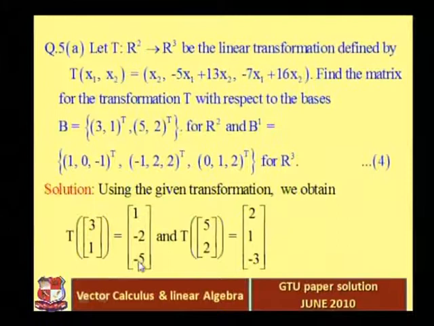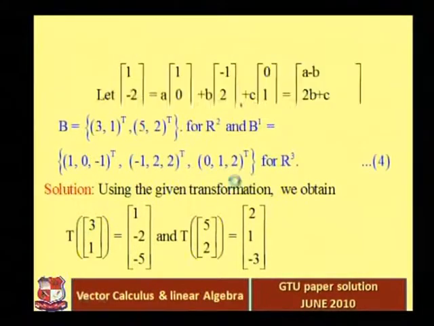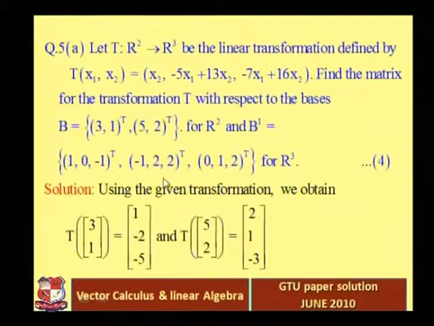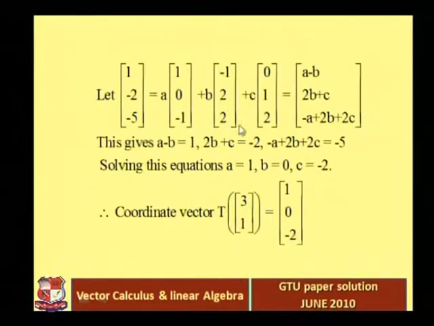Now (1, -2, -5) is a vector of R3 and these 3 vectors are a basis for R3. So now using the definition of basis, we can express this vector as a linear combination of these 3 vectors, right? So let (1, -2, -5) be equal to a into (1, 0, -1), plus b into (-1, 2, 2), plus c into (0, 1, 2). So this first image vector can be expressed as a linear combination of these 3 vectors, that is equal to a minus b.